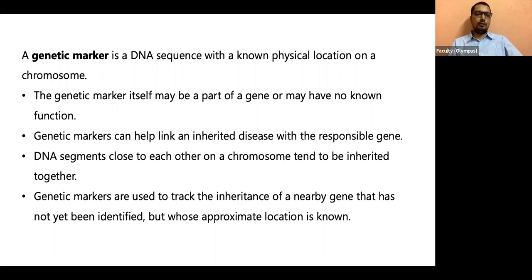Okay, like that, DNA segments that are close to each other on a chromosome tend to be inherited together, and they can give us a clue about some genetic diseases while acting as a genetic marker. So genetic markers can help us to track the inheritance of a gene that is present close to this marker, although that gene is not known. Even if you don't know it, you know that this gene goes together with eye color, or this gene goes with hair type, so the correlation can be seen. Okay, so this is a brief idea about what genetic markers are and what is the use of them.